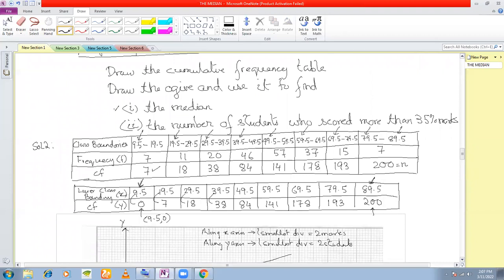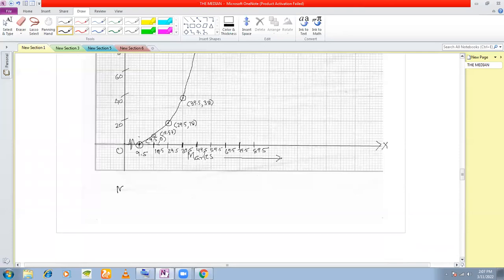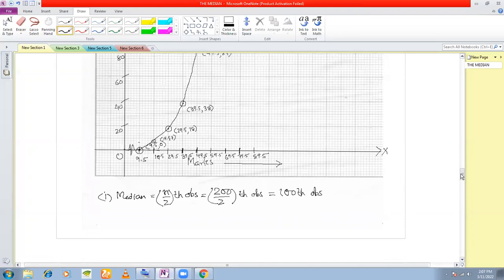The first question is to locate the median. Now if you see, n here is 200, right? So what should be the median? Median should be the n by 2th observation. This is question number 1. Median is equal to the n by 2th observation, right? N is 200, by 2th observation, which is equal to the 100th observation. Okay. So how do you locate the 100th observation in this case?